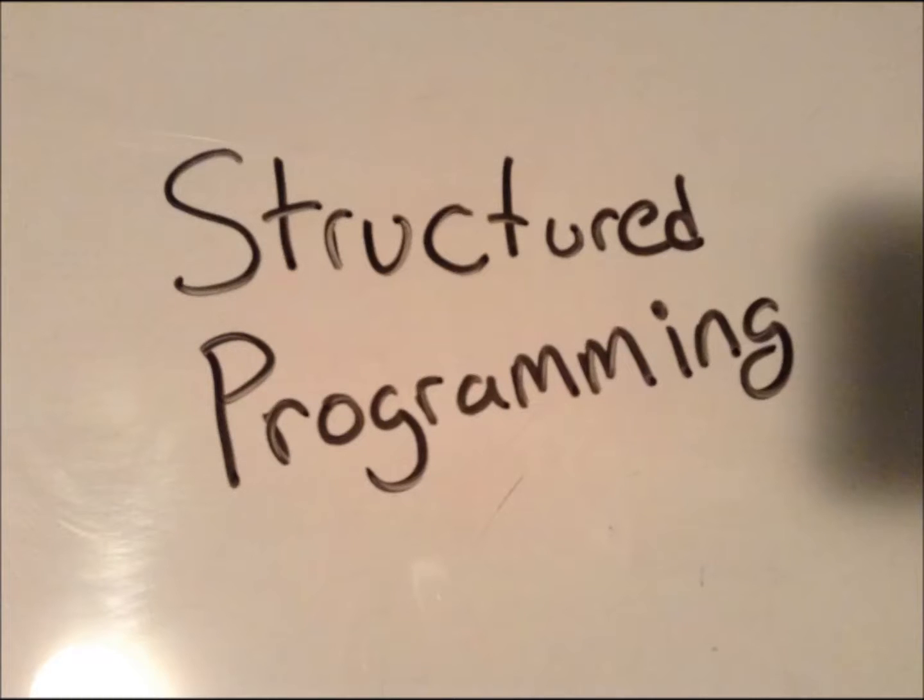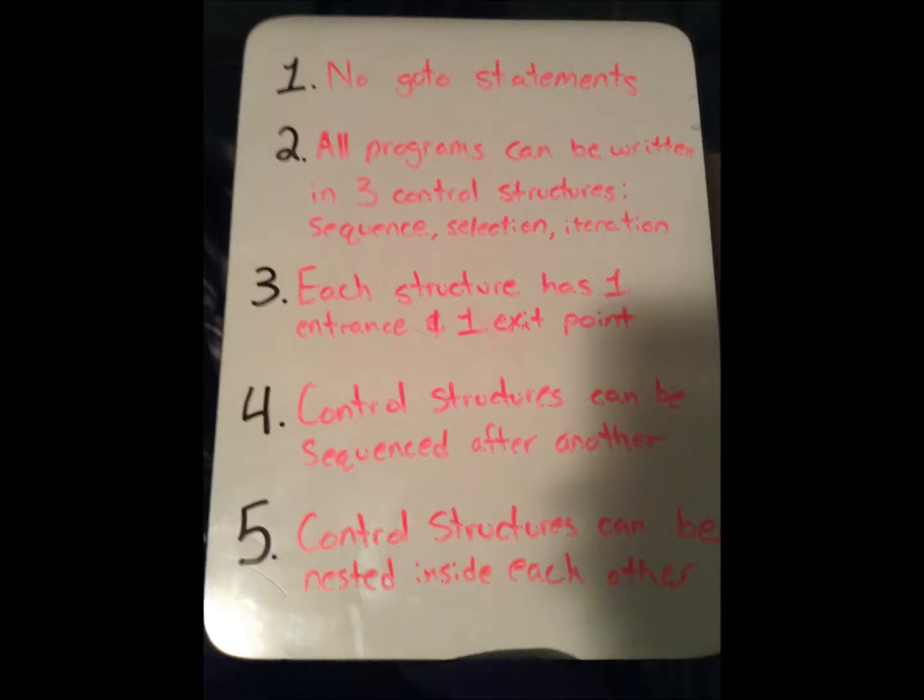The research of Böhm and Jacopini has led to the rules of structured programming. Here are the 5 keystones of structured programming. 1. No go-to statements are to be used in writing code. 2. All programs can be written in terms of 3 control structures: sequence, selection, and iteration. 3. Each control structure has one entrance point and one exit point. We'll sometimes allow for multiple exit points from a control structure using the break statement.